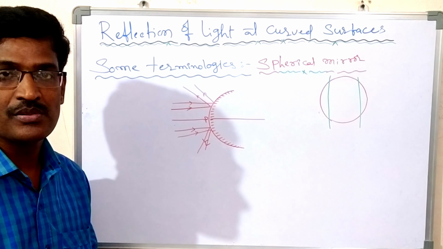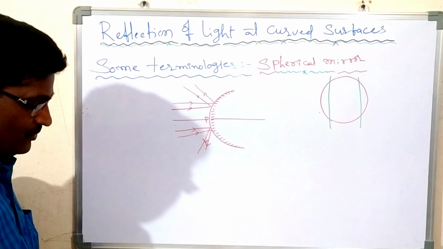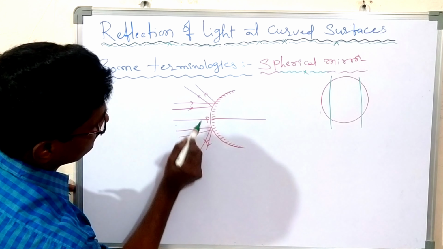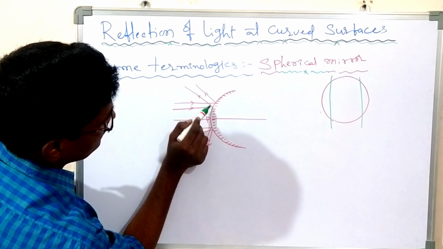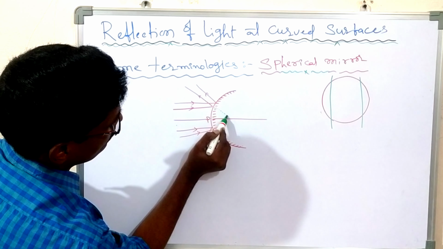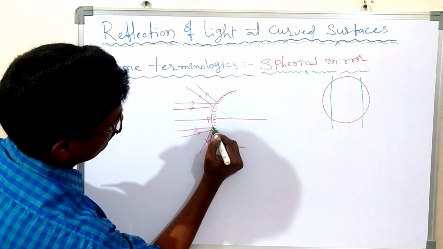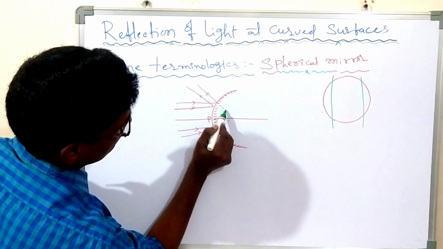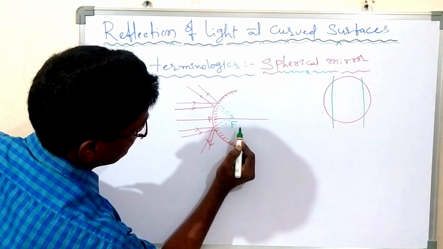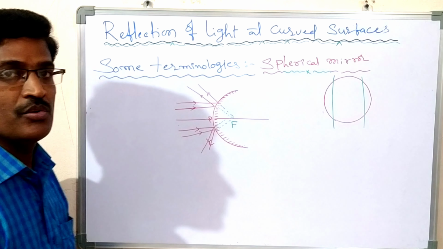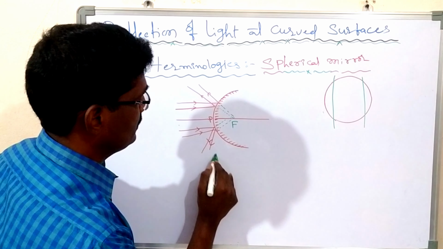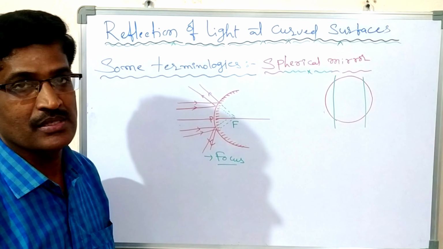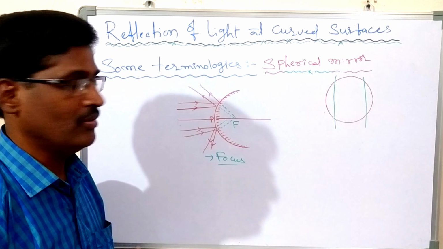How is the image formed? The image is formed when you extend all the reflected rays. This is the incident ray, this is the reflected ray, and you have to extend the reflected ray. This is one more reflected ray, and one more. All the reflected rays meet at one place, which you call the focus, as we recognized in the concave mirror also.